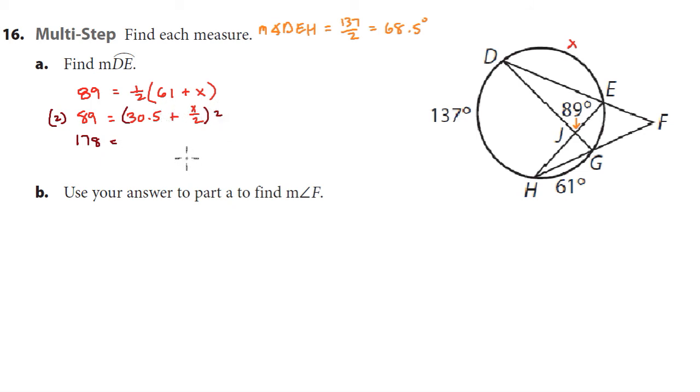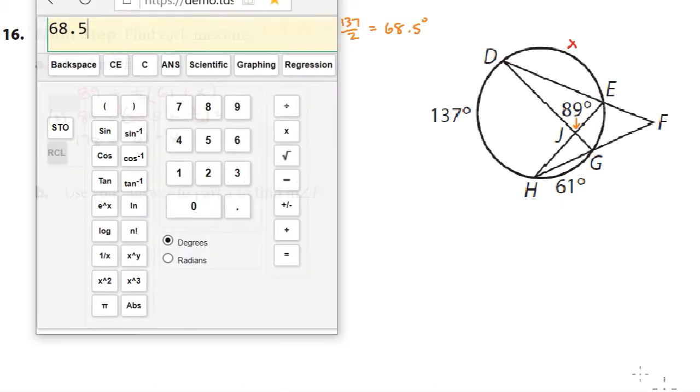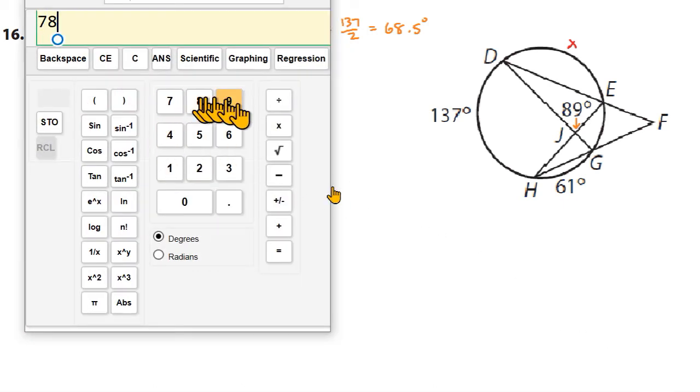And now that I look at this, class, I could have just gotten rid of the fraction right away. That'd be a whole lot easier. Just multiply everything by 2, and I would have gotten right to here with one step. So anyway, found a shortcut, but I'm going to go the long way for now. So I'm back to 61 plus x. Now to subtract 61 from both sides, 178 minus 61. Oops. And there we go, 117.